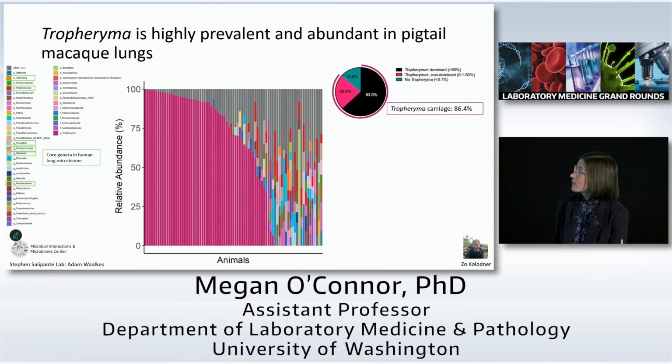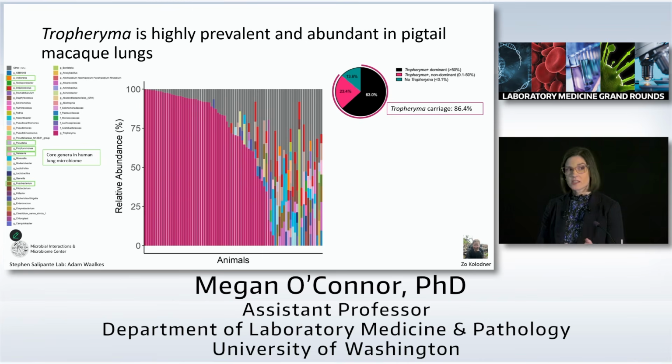So overall, this is the genus Tropherma, and overall our animals have over 80% carriage of this bacteria within their lung, and about 2/3 of animals are dominant. So that means that over 50% of the relative abundance of the microbes within the lung are this single genus. And if you look at the upper left-hand corner of this graph, you can see that we even have a handful of animals where over 90 and even over 99% of their lung microbiomes are this single genus.